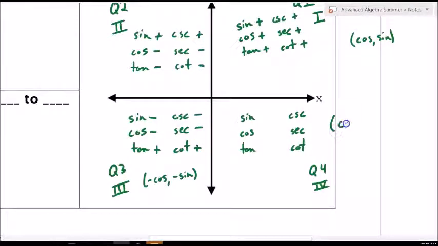In quadrant 4, our cosines, our x values, are all positive, but our sine values, or y values, are all negative. So I have negative sine, positive cosine. Negative means negative, positive means positive. And if I think of my division, a negative and a positive give me negative. So this will be negative as well.